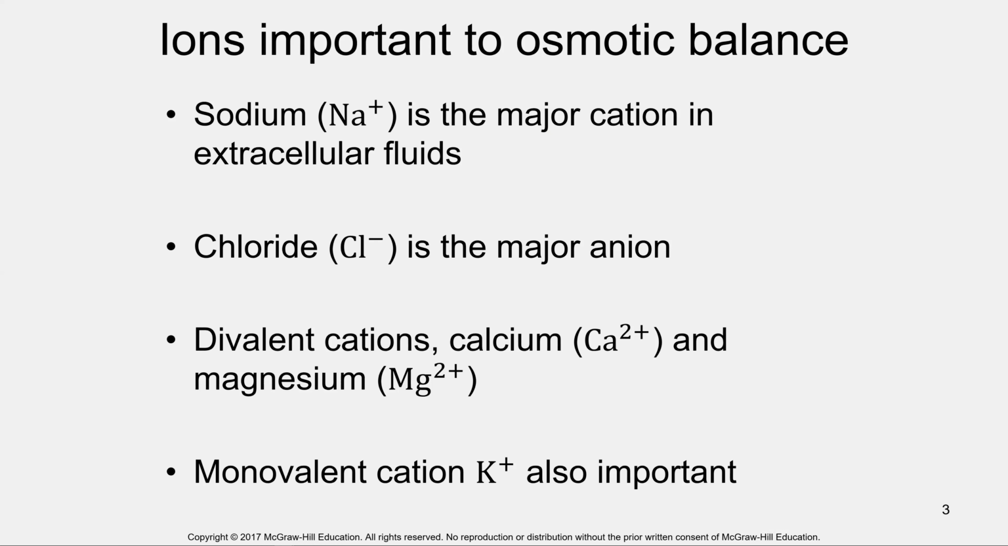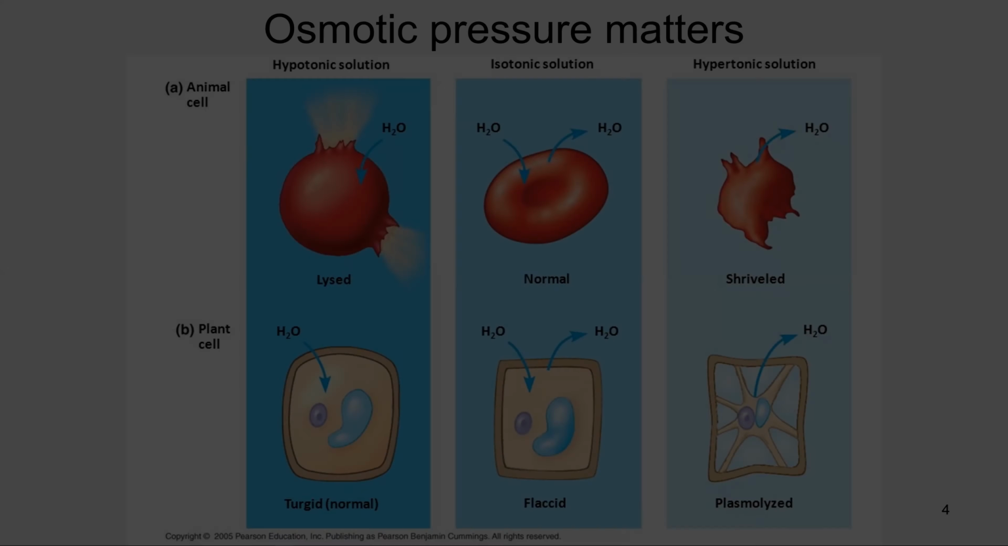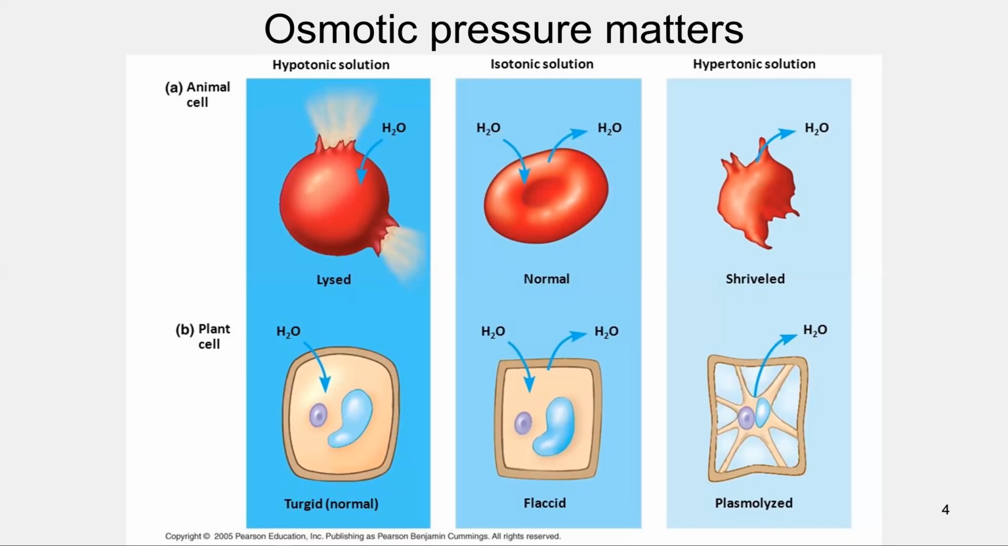And the primary ions that we're looking at are sodium and chloride as the major cation and anion of the extracellular fluids, but also calcium, magnesium, and potassium. Now, if you recall, osmosis is the diffusion of water across a membrane in response to osmotic pressure, which is caused by an imbalance of molecules on either side of the membrane.